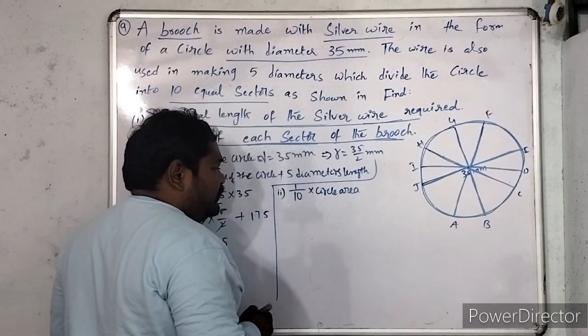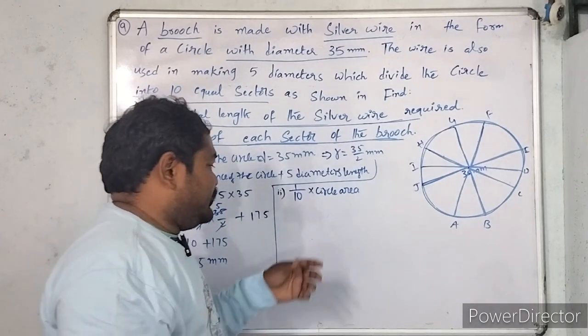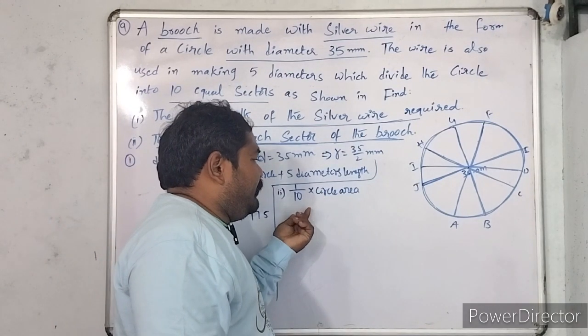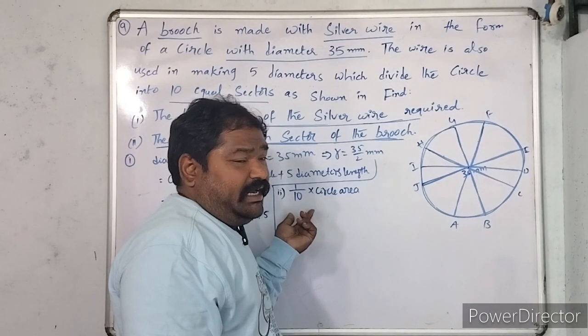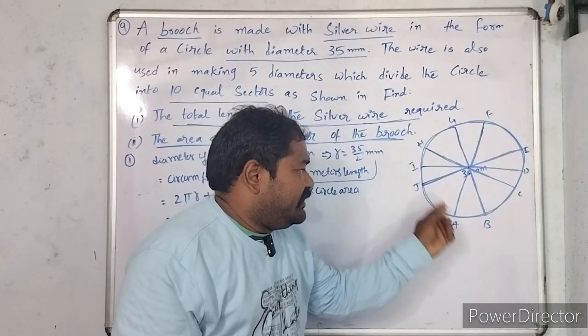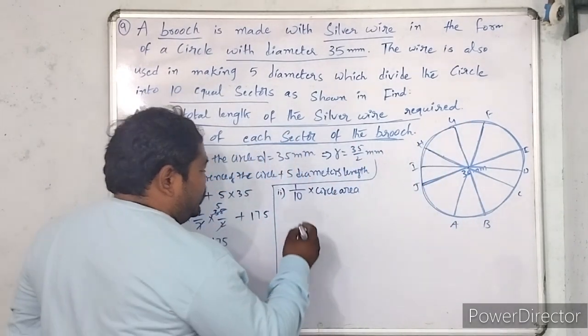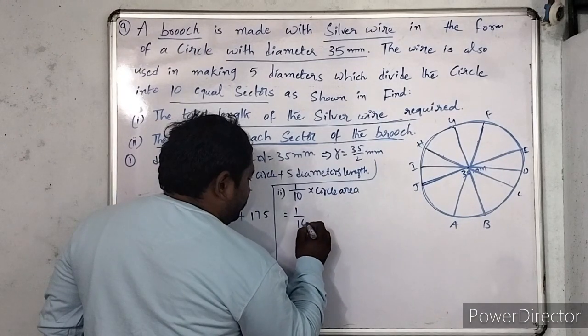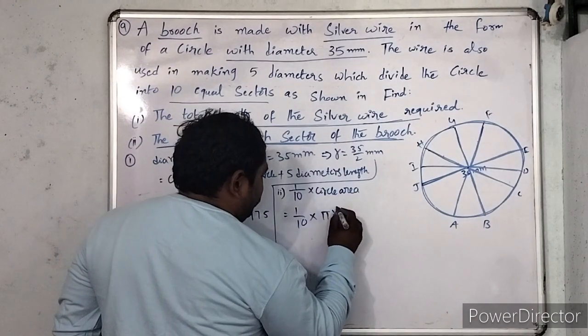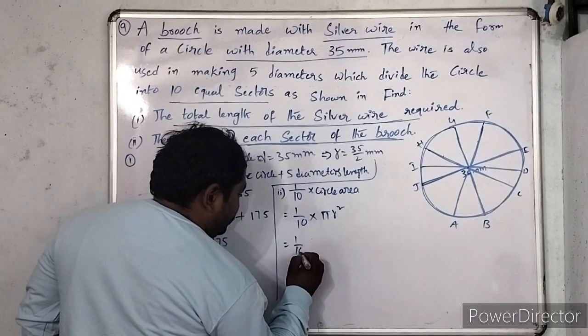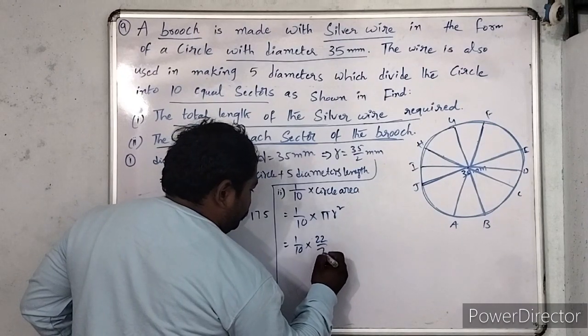The area is equally distributed for each sector. Therefore, the circle area divided by 10 sectors, total circle area by 10, we will get the area of each sector. Therefore, 1 by 10 into the area of the circle, which is pi r square. 1 by 10 into pi, which stands for 22 by 7.